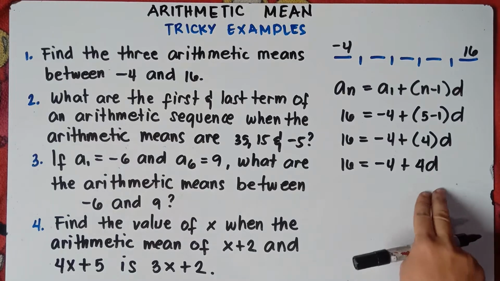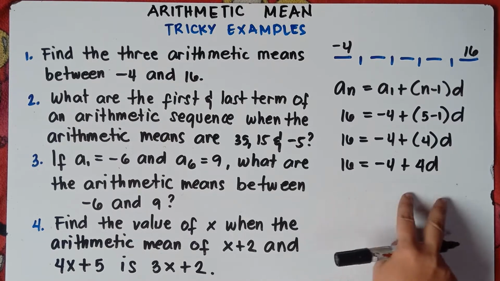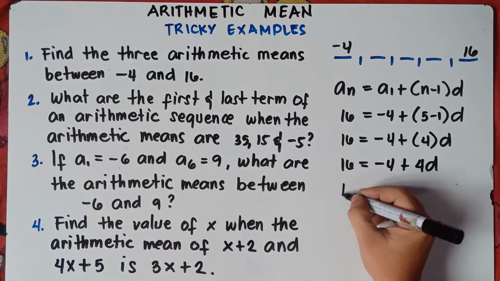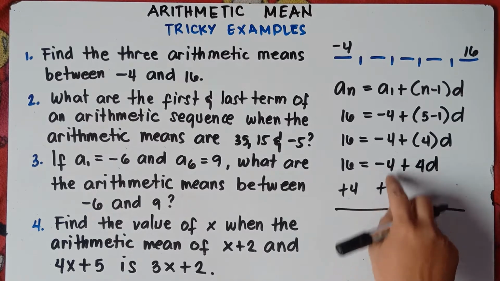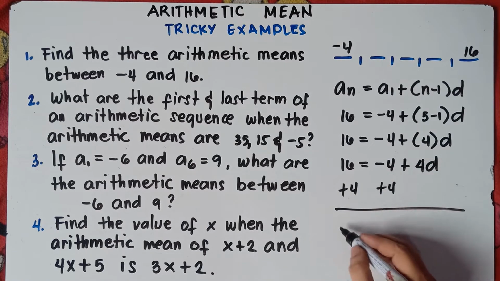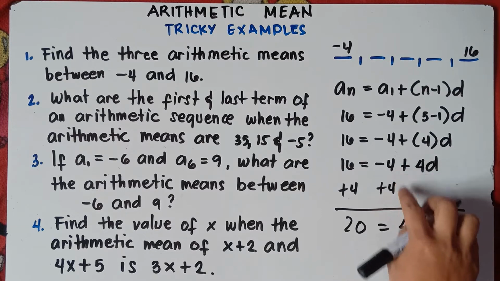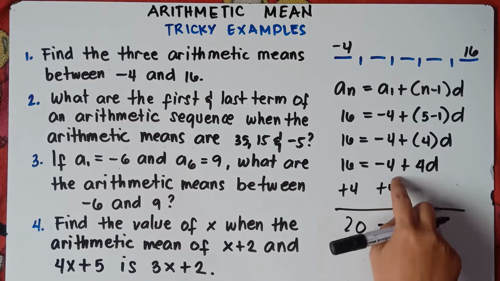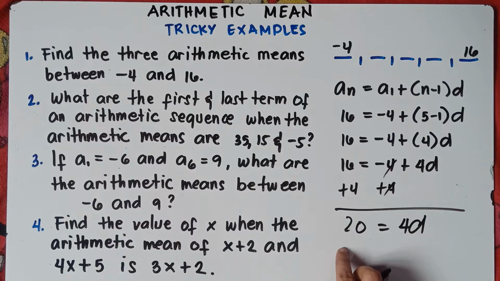Now, to get the value of D, you can add both sides by 4, addition property of equality. You can do it this way, class: add both sides by 4, and you can cancel this out, and 16 plus 4 will be 20, equals 4D. And to get D, you can divide both sides by 4.